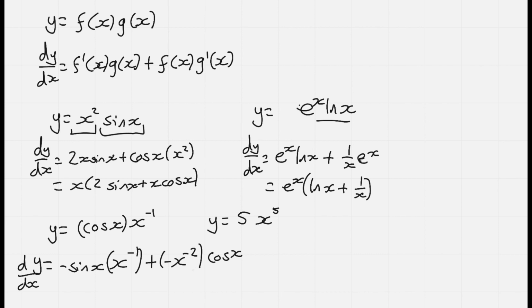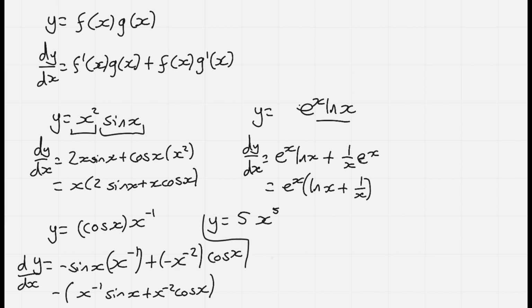We can also take x to the minus 1 out. I'm not going to do that actually. I'm just going to take the minus out. So we get minus. I'm going to rearrange the order as well. So x to the minus 1, sine x, plus x to the minus 2 cosine x. And that's our dy/dx.